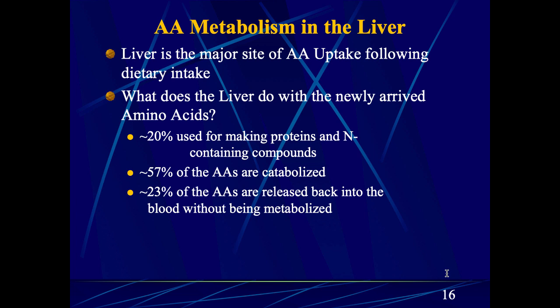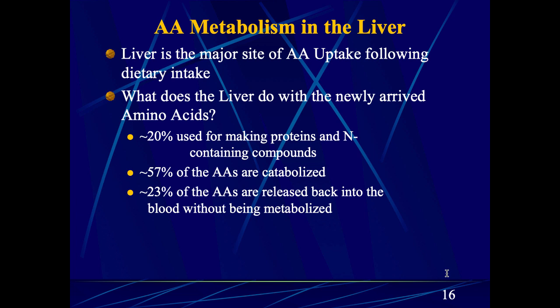Okay, so now, let's say we've gone from the portal vein to the liver. Now, as you can imagine, lots of options in the liver. So the liver is a major site of amino acid uptake following dietary intake. So the question is, what happens to all those amino acids? We're going to talk about these 3 bullet points, but I want you to remember those percentages. 20% of the amino acids are used for making proteins and nitrogen-containing compounds. So they are used by the liver to make hepatic proteins or other molecules that contain nitrogen. And I'll show you examples of this in a minute.